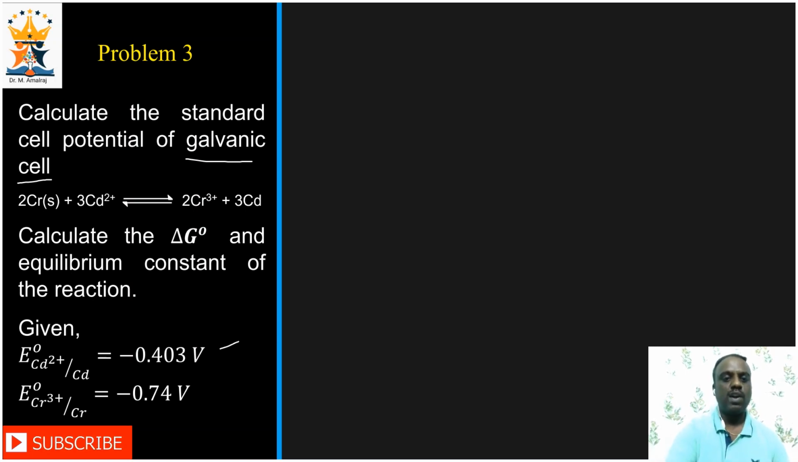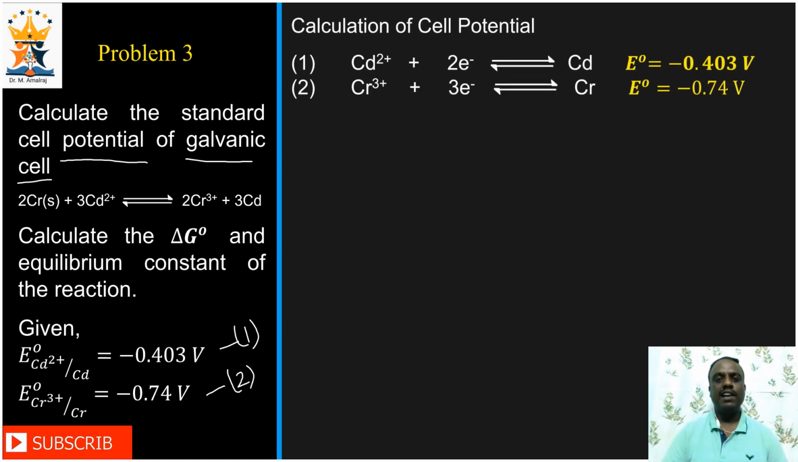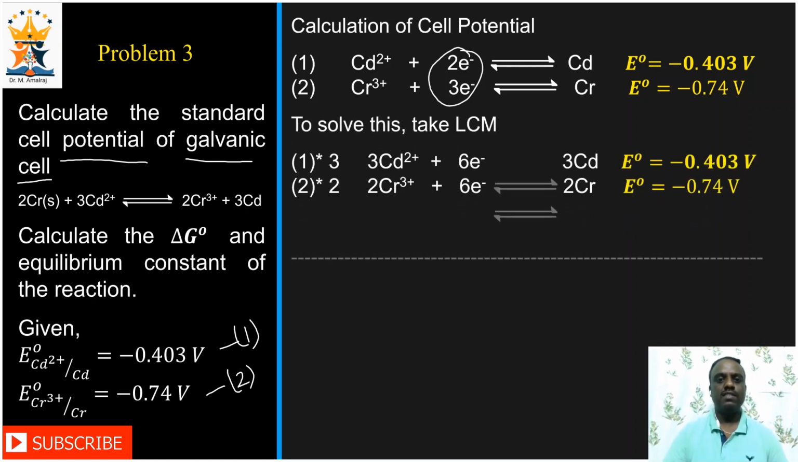So take this as 1 and take this as 2. Calculate 1 minus 2 or 2 minus 1, and whichever is giving the positive E naught, that will be the EMF of the galvanic cell. If we go by steps, write down the half cell reactions for both the redox couples. Since the number of electrons are not the same, take the LCM and multiply with the respective factors.